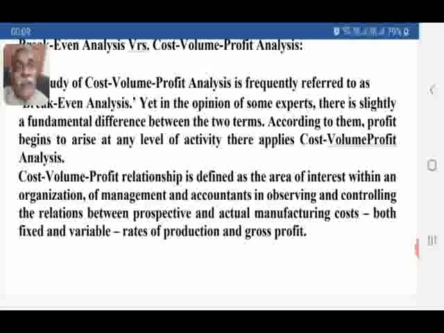Cost volume profit relationship is defined as the area of interest within an organization of management and accountant in observing and controlling the relationship between prospective and actual manufacturing cost, both fixed and variable, rates of production and gross profit.